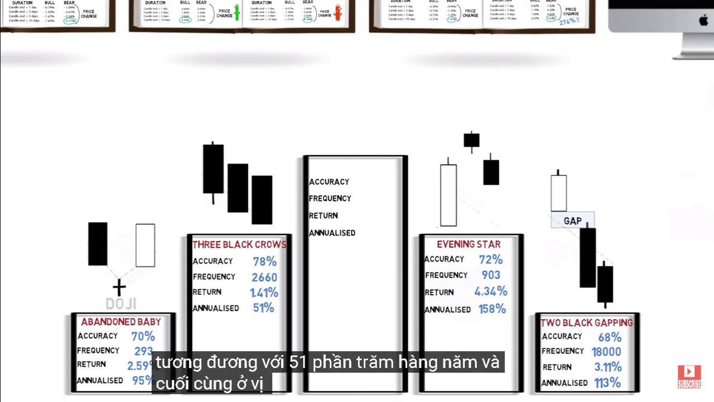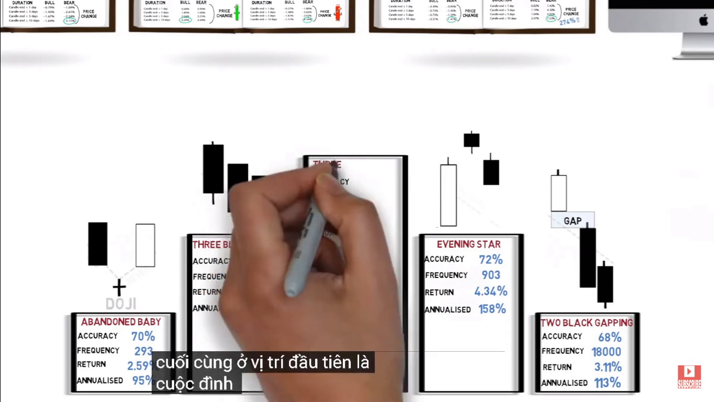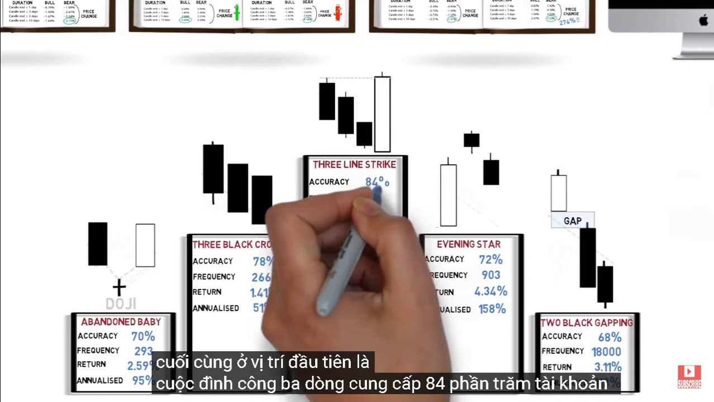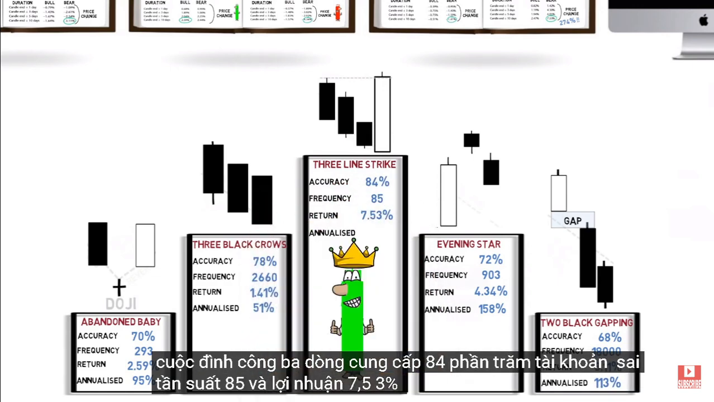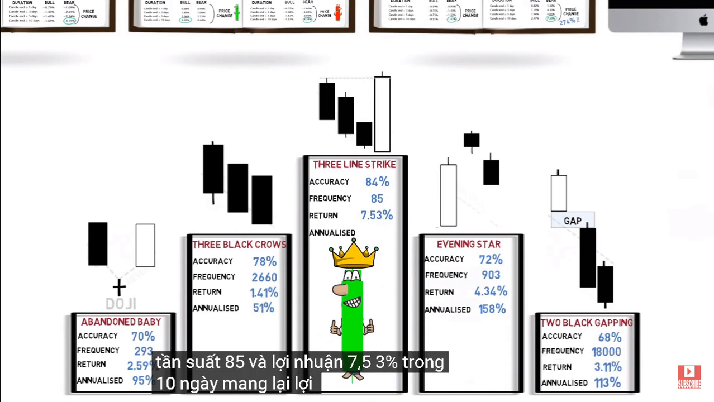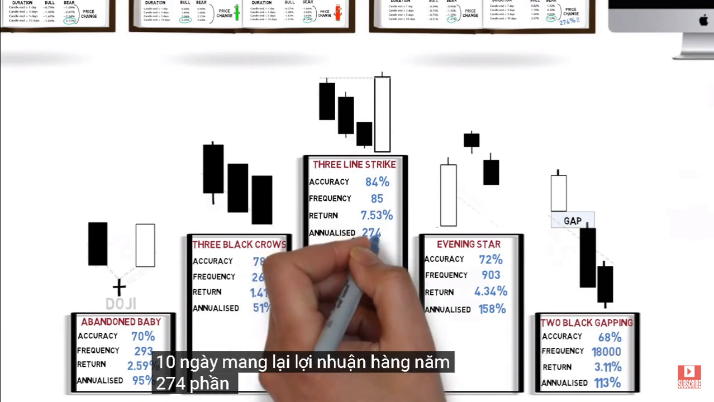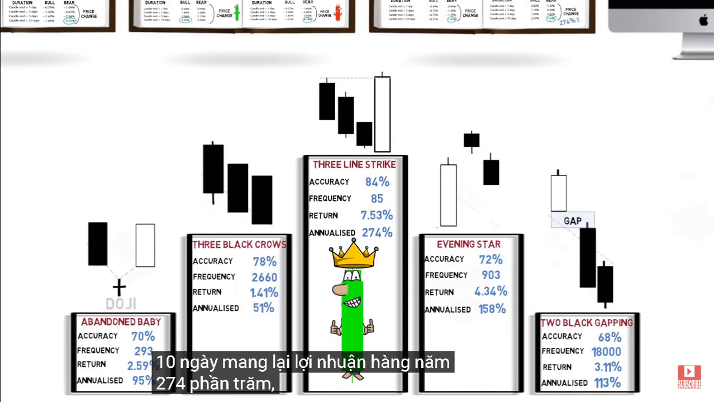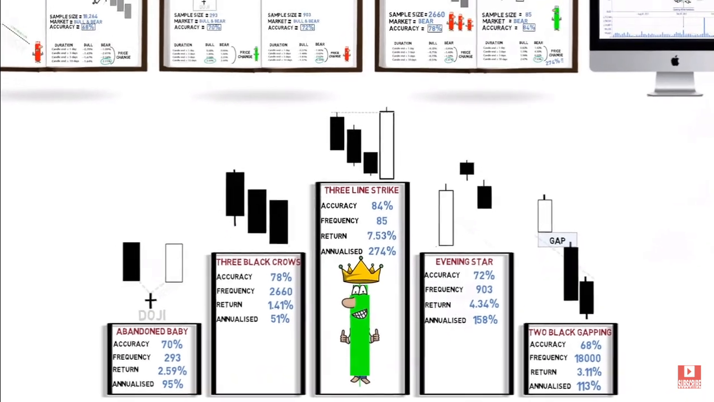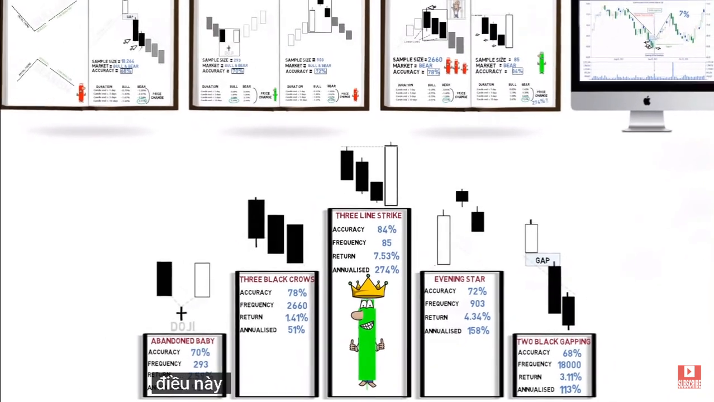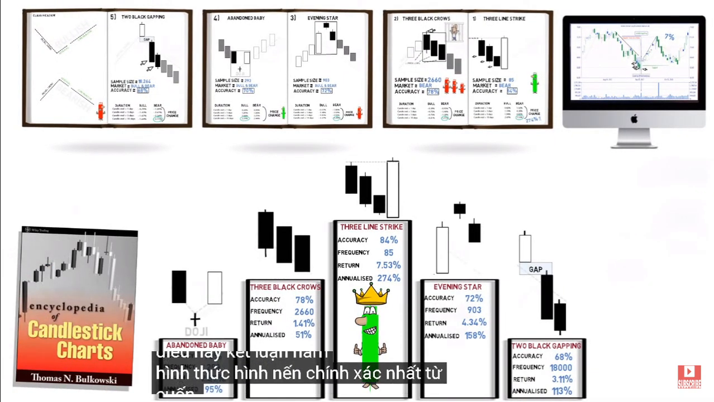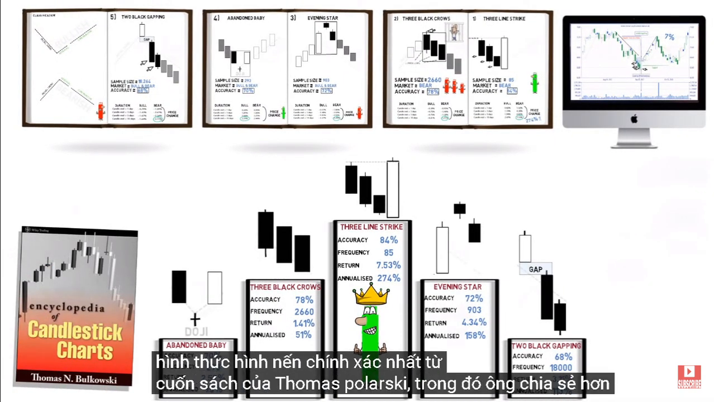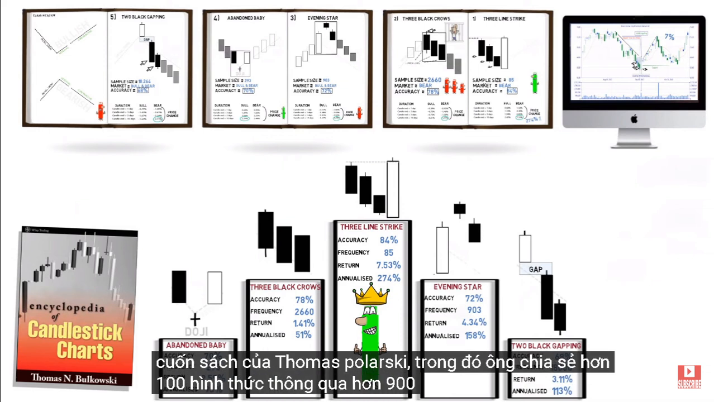And finally, in 1st place, the 3-line strike, offering 84% accuracy, a frequency of 85, and a 7.53% return over 10 days, providing an annualized return of 274%. This concludes the 5 most accurate candlestick formations from Thomas Bulkowski's book, of which he shares over 100 formations through more than 900 pages.